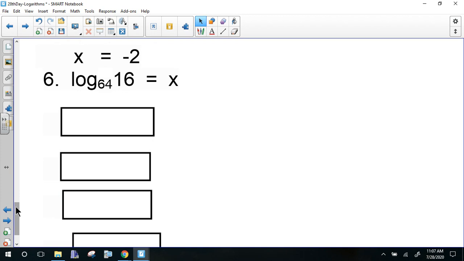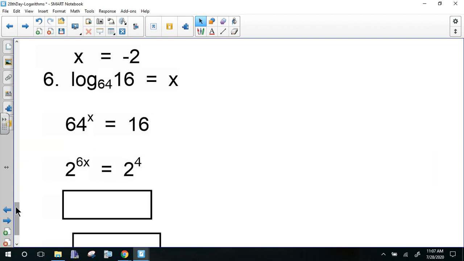Next one. Convert it to exponential form. 64 to the x equals 16. Neither the 64 or the 16 are a prime number. I need to make them into a prime number. 64 and 16 are even numbers, so I should be able to get it down to a base of 2. 2 to the what power equals 64? Well, 2 to the 6th does. And we keep the x there also. 16 is 2 to the 4th power.